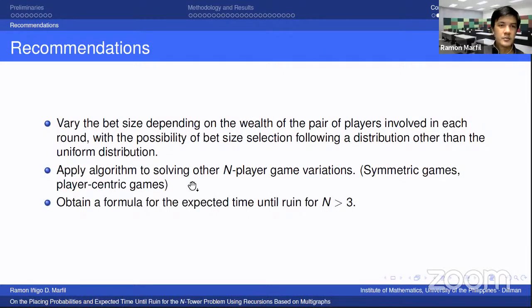And another possible recommendation is obtain a formula for the expected time until ruin for n greater than 3. Para kasi sa 3-tower problem, meron ng formula na nakuha para sa expected time until ruin. So yan, pwedeng hanapin kung ano yung formula na yun for n greater than or equal to 4.